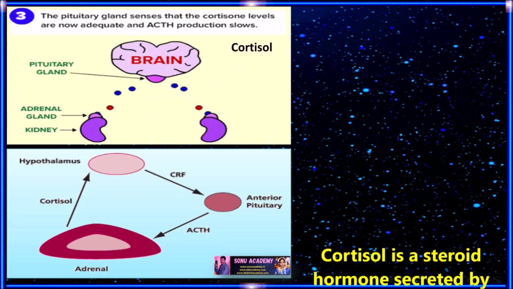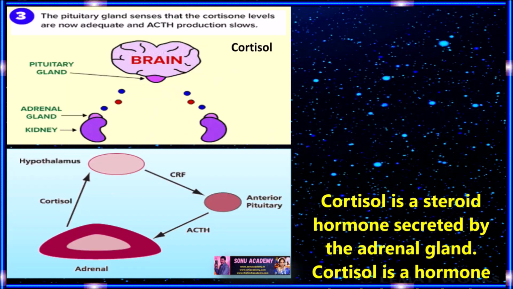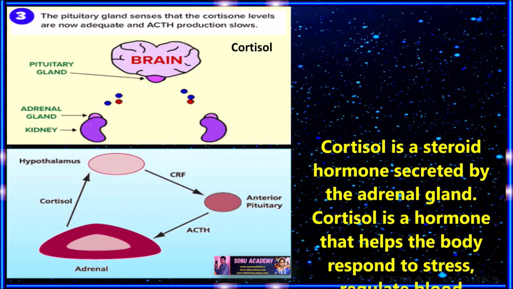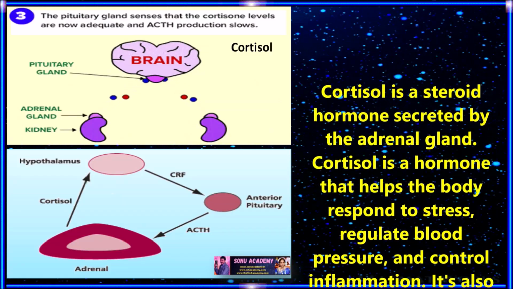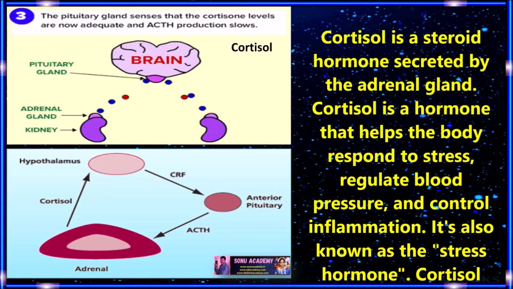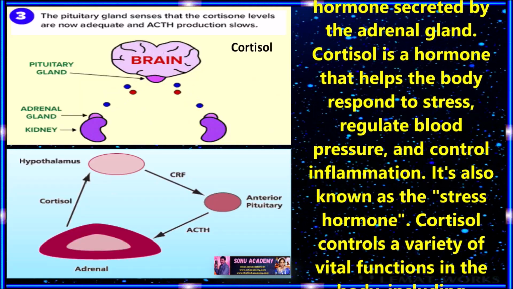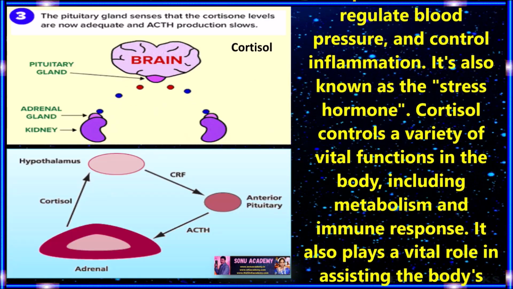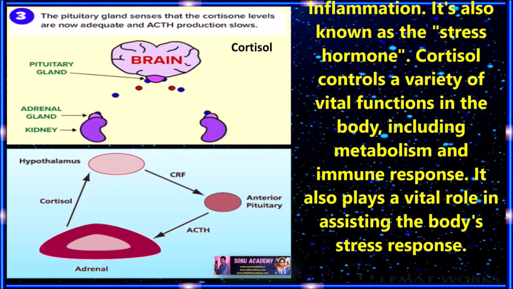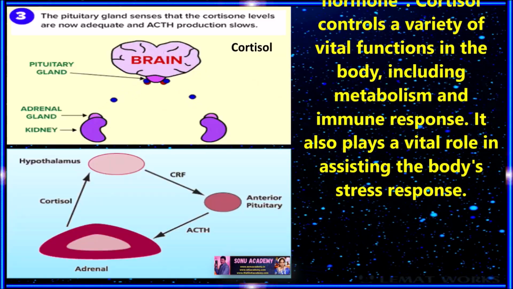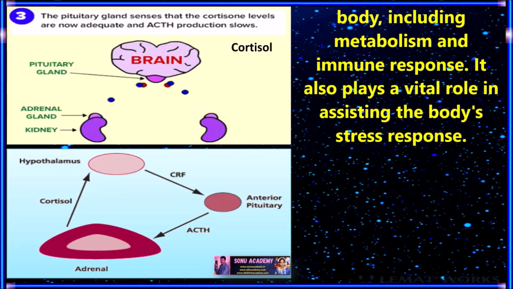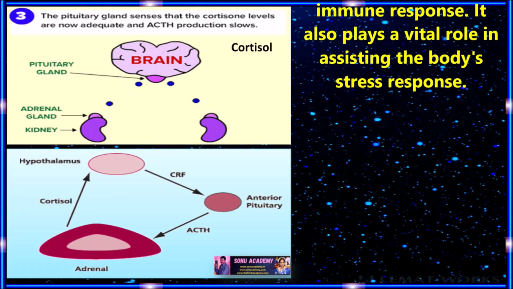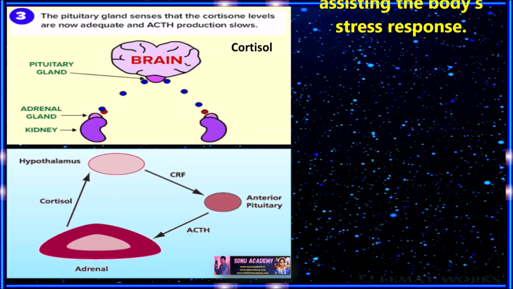Children, now let us discuss another hormone called cortisol. Cortisol is a steroid hormone secreted by the adrenal gland. Cortisol is a hormone that helps the body respond to stress, regulate blood pressure and control inflammation. It is also known as the stress hormone. Cortisol controls a variety of vital functions in the body, including metabolism and immune response. It plays a vital role in assisting the body's stress response.